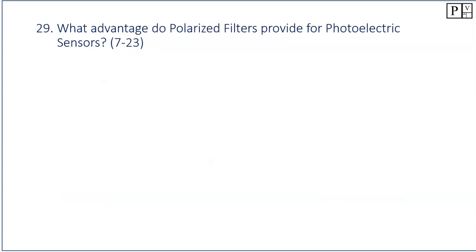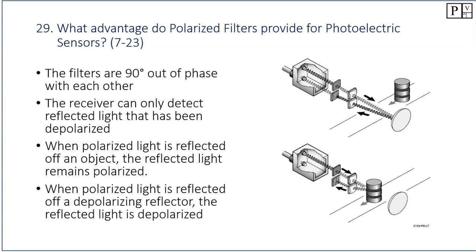Okay, what advantage do polarized filters provide for photoelectric sensors? In addition to looking for a specific frequency, you can also have filters so that if you're using a retroreflective sensor, the light is going to be depolarized by 90 degrees. You put a filter in right here so that the light goes out, bounces off the reflector, is depolarized by 90 degrees, and the filter only allows that type of light to get through. So if you wanted to be deadly accurate, you would use a polarized retroreflective sensor.